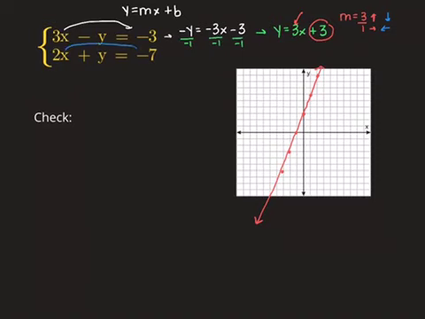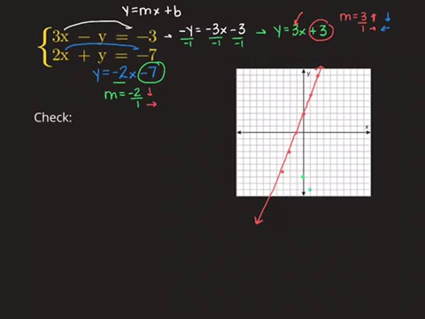This one's pretty simple. All I have to do is move the 2x over by subtracting it. So y is equal to negative 2x minus 7. So I'm going to start by graphing my y-intercept, which is negative 7, on the y-axis, and then my slope is negative 2, which I can write as negative 2 over 1, which means to go down 2 and to the right 1. So from my y-intercept, I'm going to go down 2 and to the right 1.